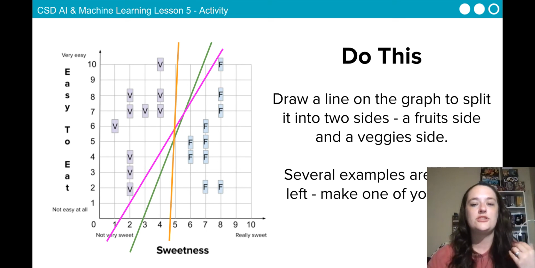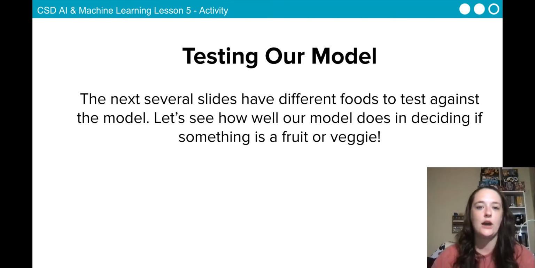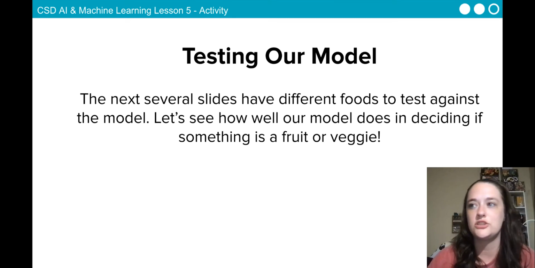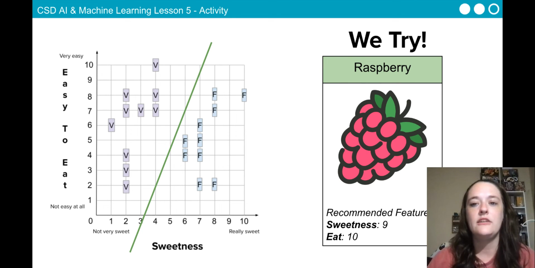What you have just created is a model that we can use to help a computer make a decision. When a computer sees a new food, it will plot a new point on the graph and use that to decide whether it's a fruit or a vegetable. So let's see how our model does with some test foods. All right, so let's get into testing our model. The next several slides have different foods to test against the model. So let's see how well our model does in deciding if something is a fruit or a vegetable. One example we have is a raspberry.